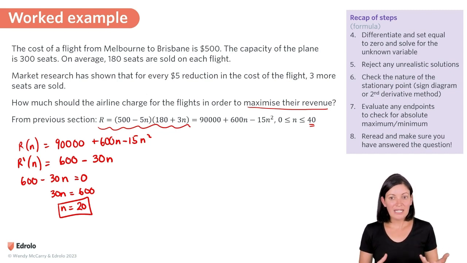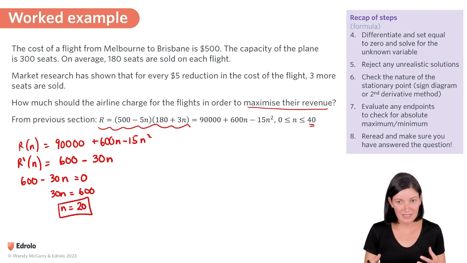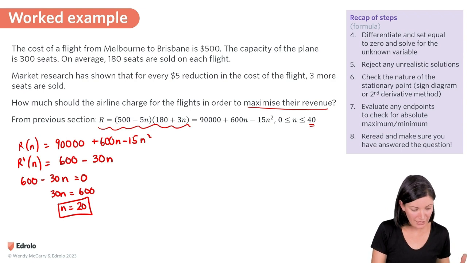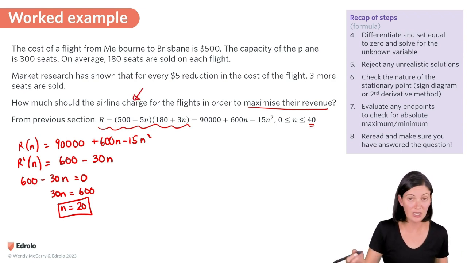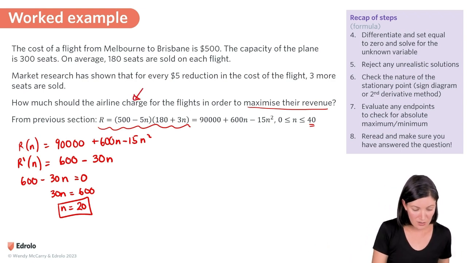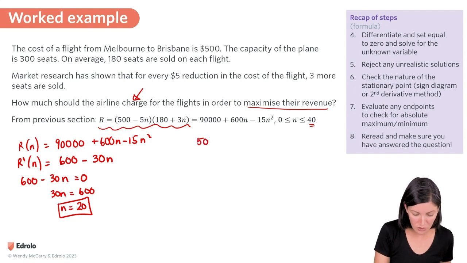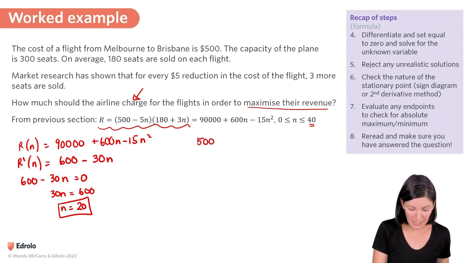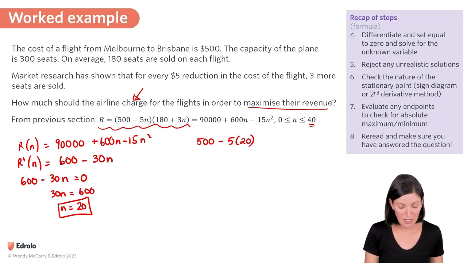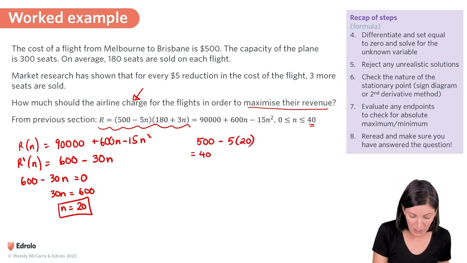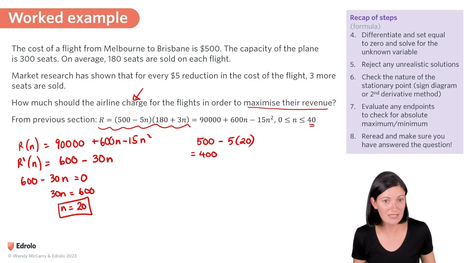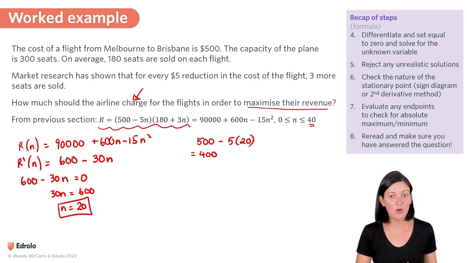So what does this mean in terms of the context of this question? It's telling us what we should charge for the flight. The question is, how much should the airline charge? They should charge $500 minus 5 times 20. So they should reduce the price of the tickets to $400 in order to maximize their revenue.